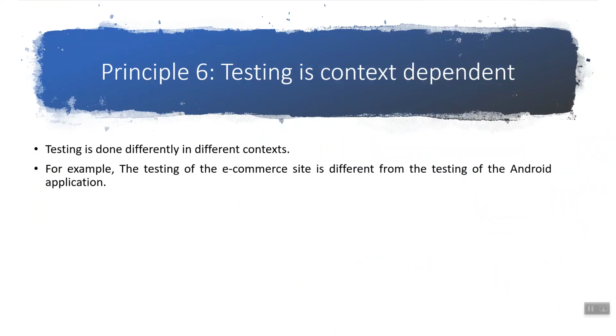The sixth principle is testing is context dependent. Testing is done differently in different contexts. For example, the testing of an e-commerce site is different from the testing of an Android application. So it says that testing is context dependent.